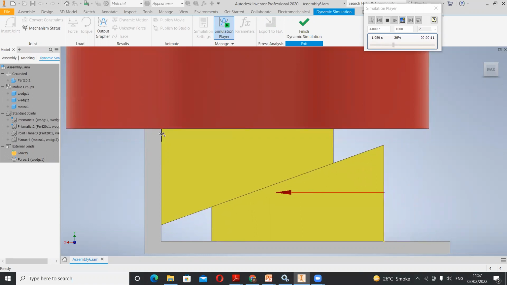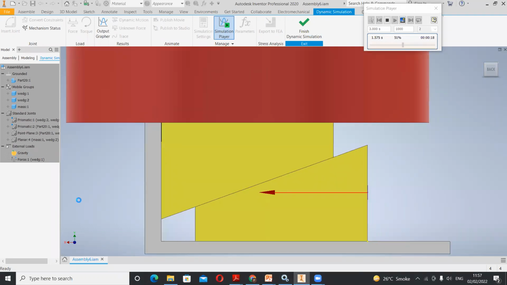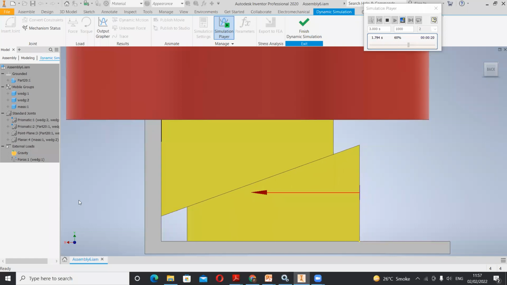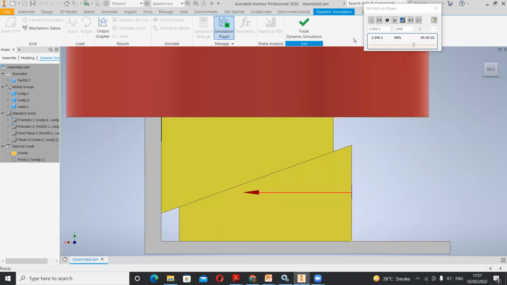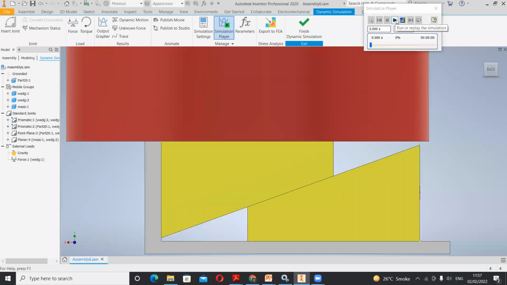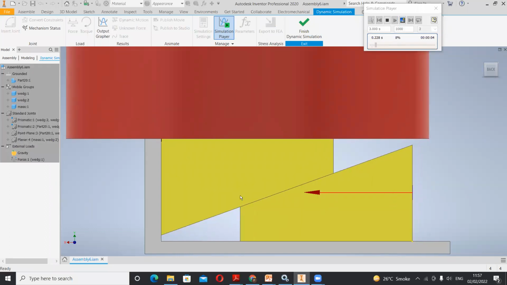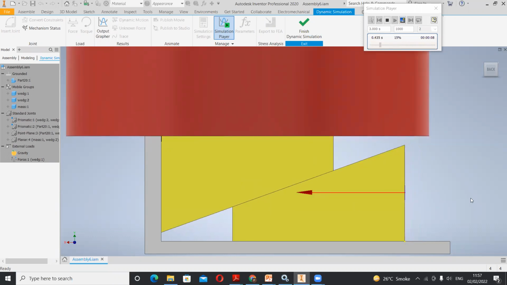So you can see here, this black line is the upward direction movement. So here, if you observe the movement of this block relative to this block, then it is on the right side. So again, I will play the simulation. As this block is moving on the left side, this block is moving on the right side, relative to this block.